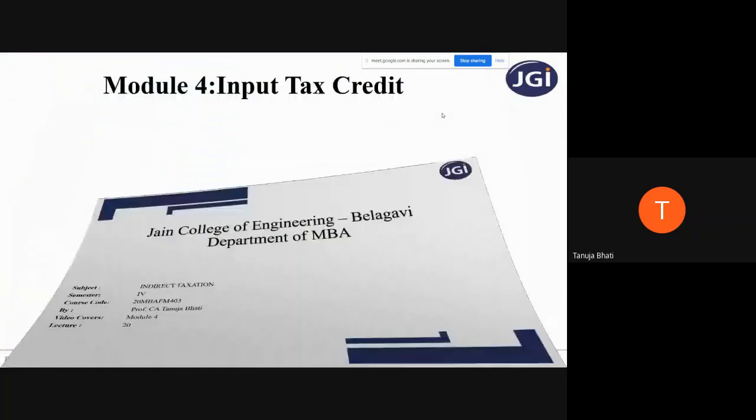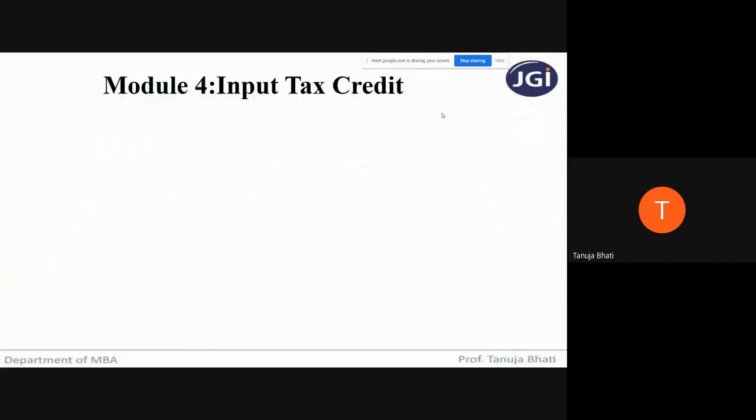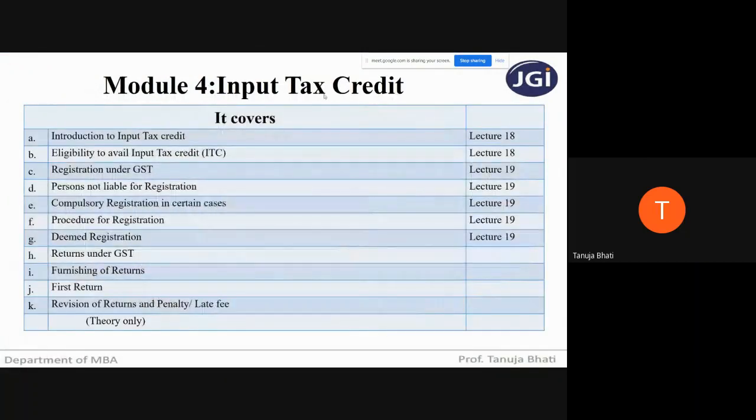So in this module, as we know, it is input tax credit. We have already seen what is input tax credit, introduction to input tax credit under lecture number 18. We have seen the complete registration. What is the procedure for registration? Who are the persons liable, not liable for registration under lecture number 19. Today we will be dealing with the remaining part.